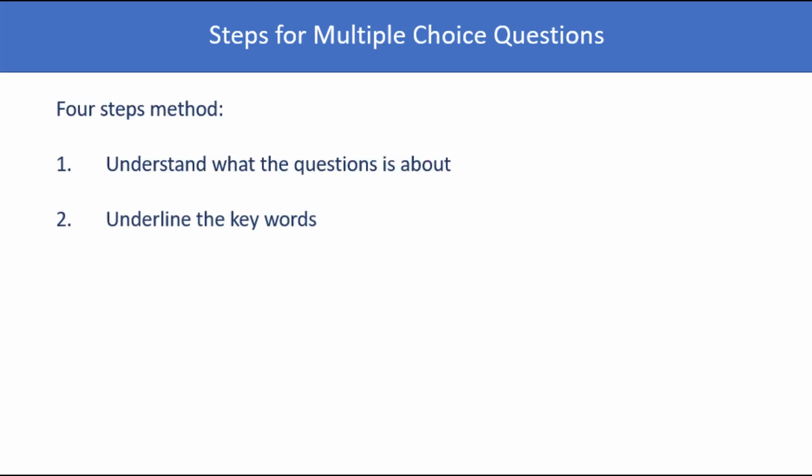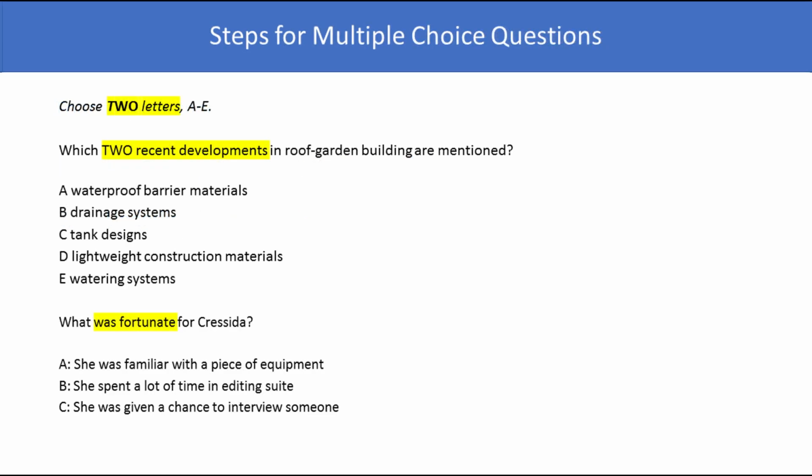Step number 2, look for the key words. Alright, so let's move to the second step. Underline the key words to remind you what the question is about so that you don't get confused. These key words will also help you understand the trap and the distractor and will keep you on track to understand and pick the relevant information. In this first question, our keyword is recent development. And in the second one, fortunate. Why was Cressida fortunate? So we need to understand from the audio what made her lucky.